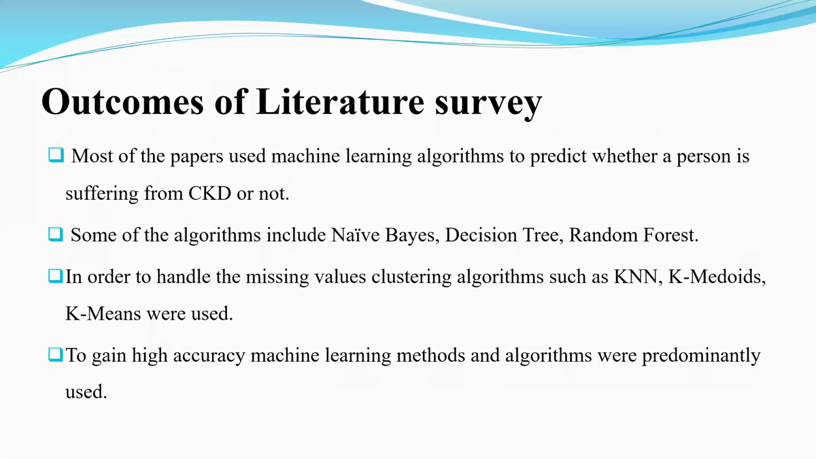Here, for this project, we have taken the data set from the UCI machine learning repository. Huge data sets may contain many missing values. In order to find those missing values, clustering algorithms such as KNN, K-medoids, and K-means were used. In most of the papers, machine learning methods and algorithms were predominantly used to gain high accuracy.